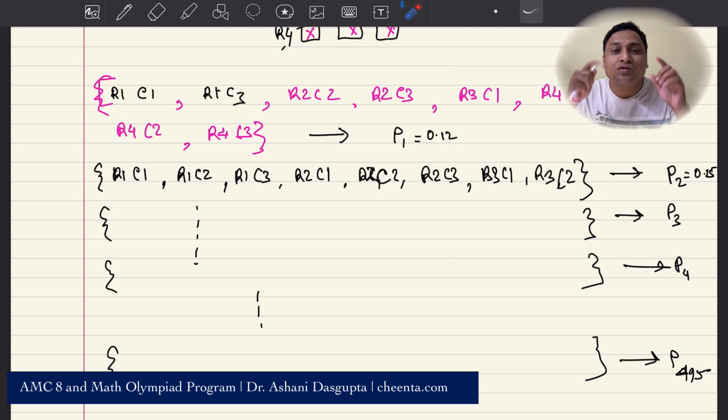Why? Because 1, in your mind, you can think of it like this. 1 is sure shot case. 1 is everything. 1 means this is going to happen. So one of these 495 cases will happen. So you should add them up to get 1. That's the intuition. Okay, but that's exactly what's happening.